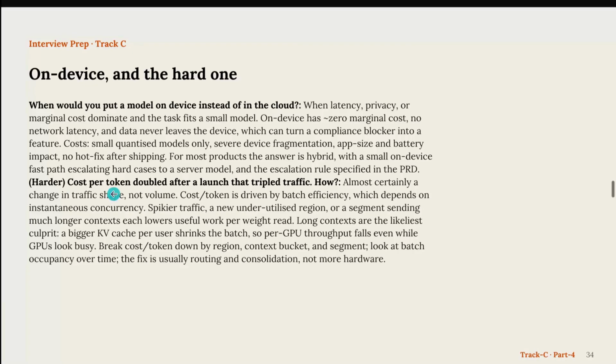Cost per token doubled after a launch that tripled traffic. How? Almost certainly a change in traffic shape, not volume. Cost per token is driven by batch efficiency, which depends on instantaneous concurrency. Spikier traffic, a new underutilized region, or a segment sending much longer context, each lowers useful work per weight load. And we saw that smaller batches typically mean high cost per token. So we need to improve the number of batches being sent.